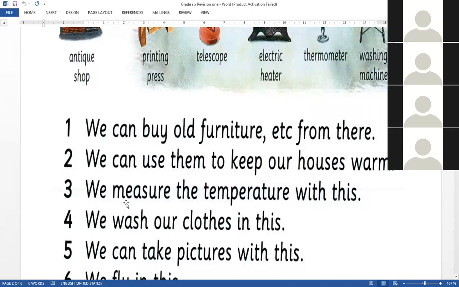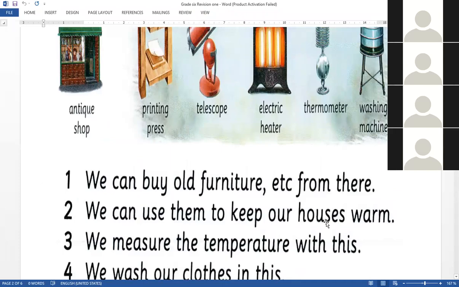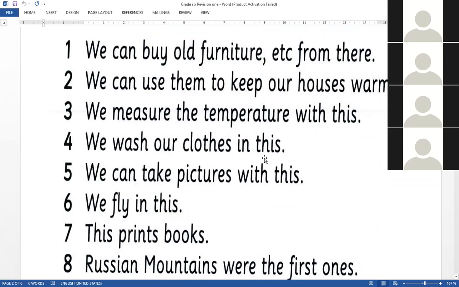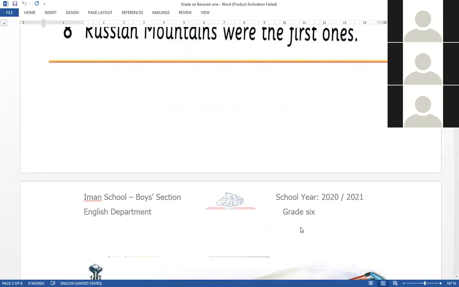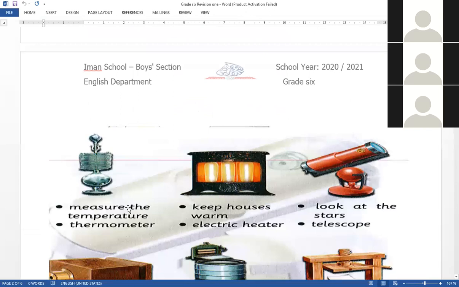Number three, Abdurrahman, please. We measure the temperature with this. This is a thermometer. Excellent. And we wash our clothes in this. A washing machine. We can take pictures with this. Camera. We fly in this. Aeroplane, or plane, or helicopter. This prints books. A printing press, or a printer in the modern age. These are, of course, the roller coasters, but this is what we took in unit two. What is this, Abdurrahman? This is a thermometer. It's used for measuring what? The temperature. Okay, thank you.